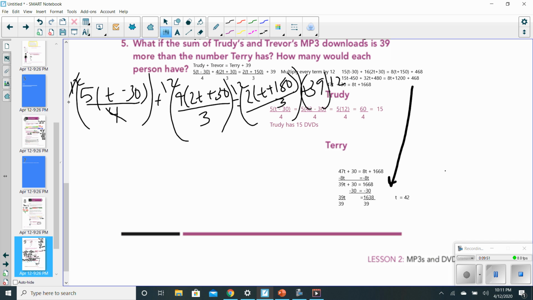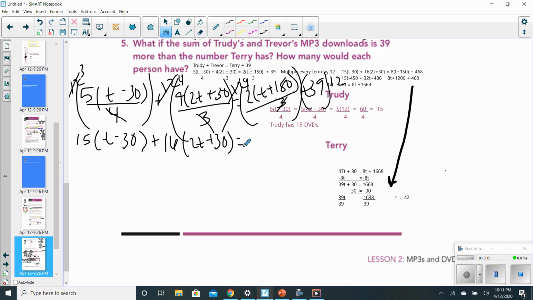So when we do that, this 4 is going to cross out, but we're left with 3. This 3 will cross out, this 12 will cross out, but we'll be left with 4. This 3 crosses out, but we're left with 4 up here. And then we have 39 times 12. So now 3 times 5 is 15.